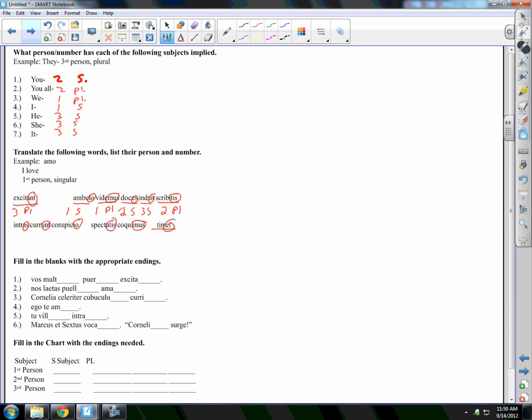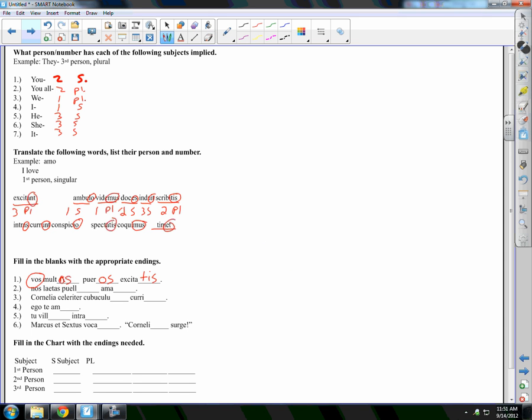Fill in the blanks with the appropriate endings. When I get this vos here, I'm going to establish it as the subject of that sentence. Now, vos equals you all, which is second person and plural. My second person plural ending is TIS. So my verb here has to have a TIS ending because you all is the subject. You all woke up many boys. Because it's many, it's going to be plural. So I have OS, masculine because of boys. And those are the endings that I would use for that sentence.